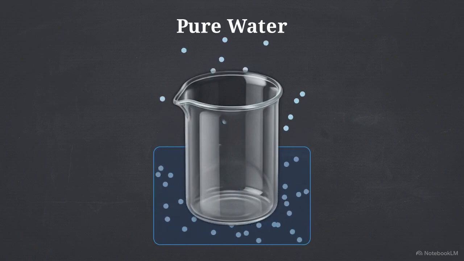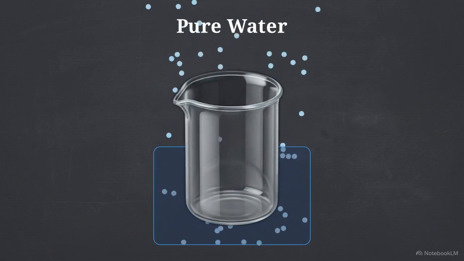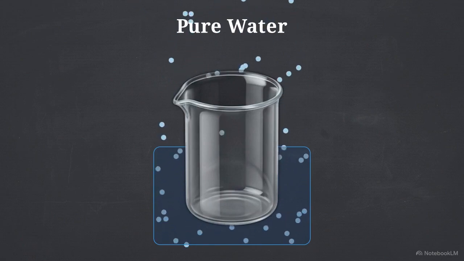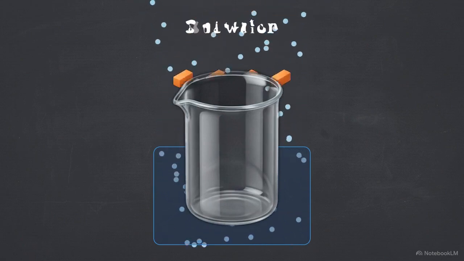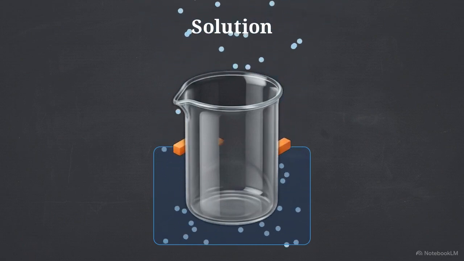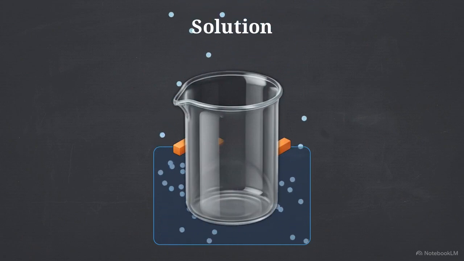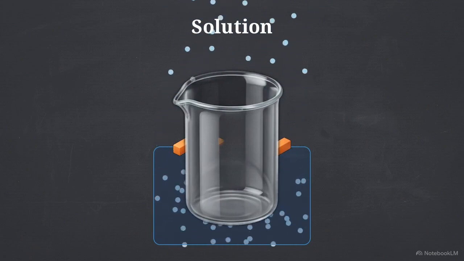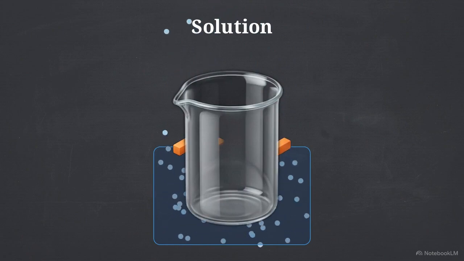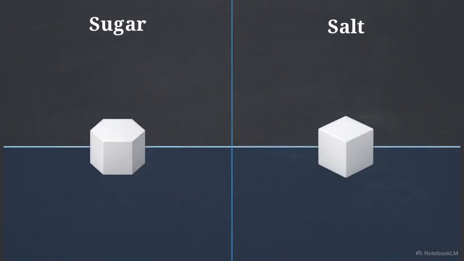Imagine a beaker of pure water. The surface molecules are free to escape into the air, creating what we call vapor pressure. Now, watch what happens when we dissolve a solute into that water. These solute particles occupy the surface, physically crowding out the solvent and blocking its path to the air.